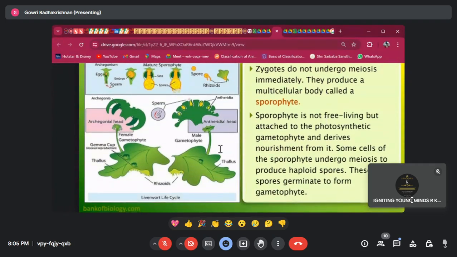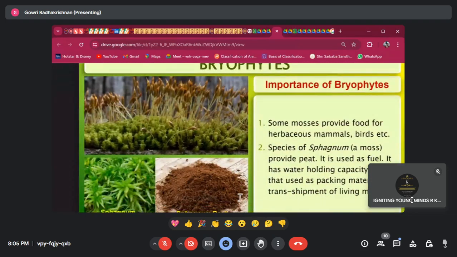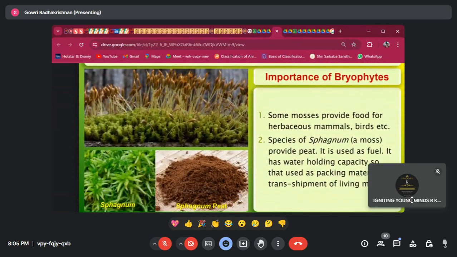You can see here the female gametophyte, male gametophyte. Some cells of the sporophyte undergo meiosis to produce haploid spores. These spores germinate to form the gametophyte. Now, this is all about the reproduction of the bryophytes.